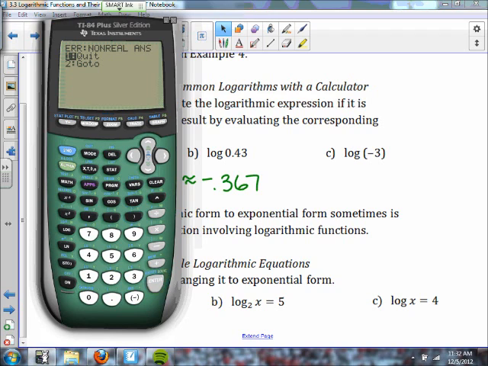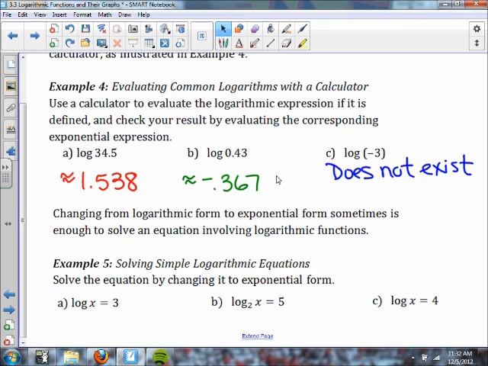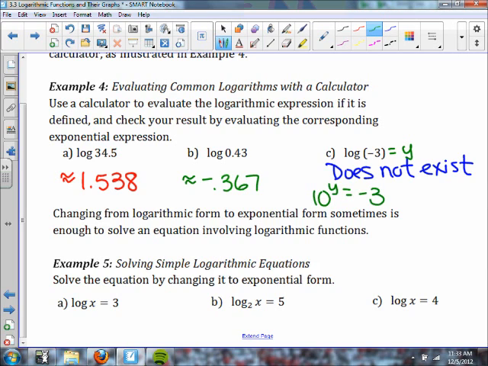Log of -3 doesn't work, right? Why is that? So this does not exist. Why doesn't log of -3 exist? If we simplify this, if it equals y, is there any power of 10 that I could put in that will give me a negative number? No. If I put negative powers in, I'd get 1 over 10, or 1 over 100, something like that. So I'm never going to get a negative.